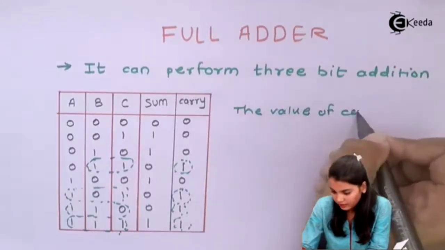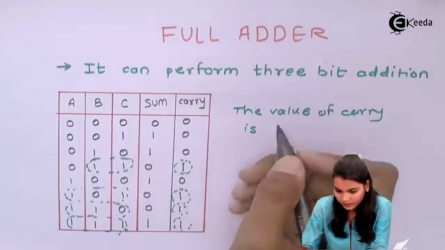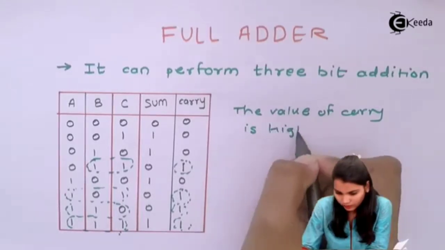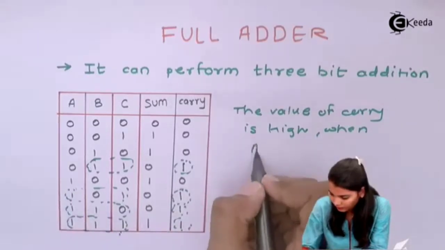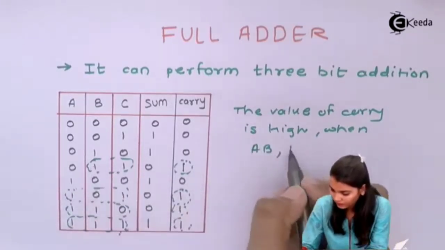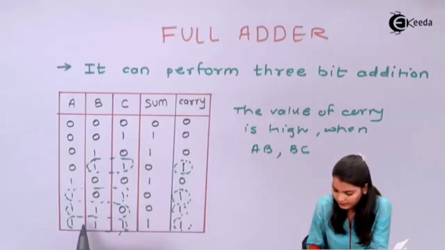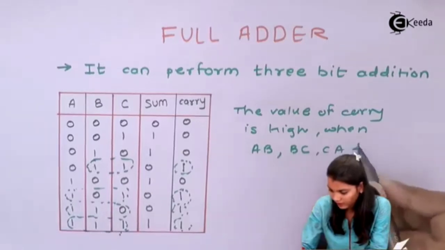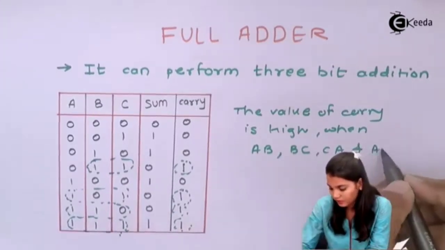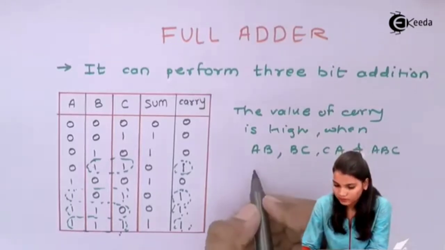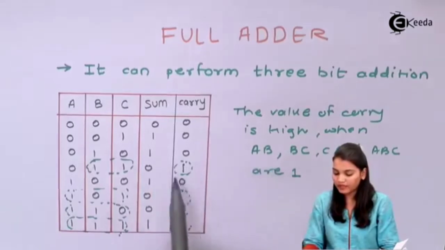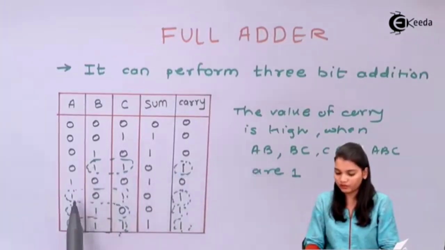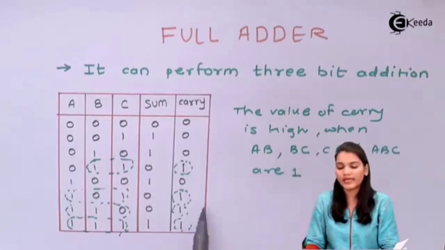value of carry is high when AB, BC and CA, this CA we have taken as C and A, and ABC, these values are 1. So we have got the condition that when AB is equal to 1, that means multiplication 1 into 1 is 1. So when these values are 1, the carry is 1.